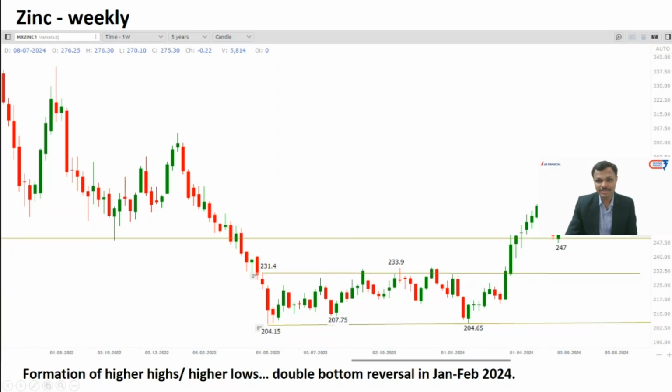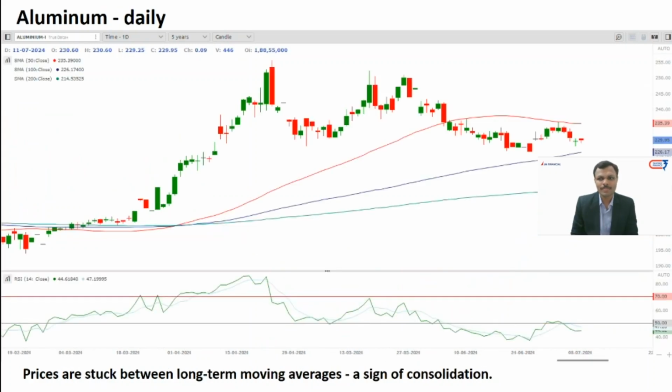260 is the first support, 255 is the second support, that is the second candle support. Unless breached, the trend remains positive. Prices are poised to go towards 300 plus levels in the near term.